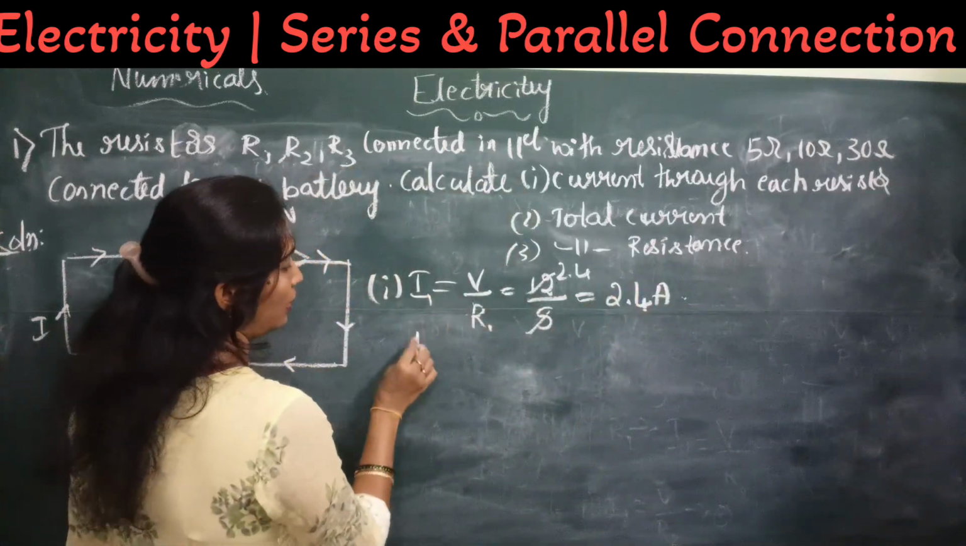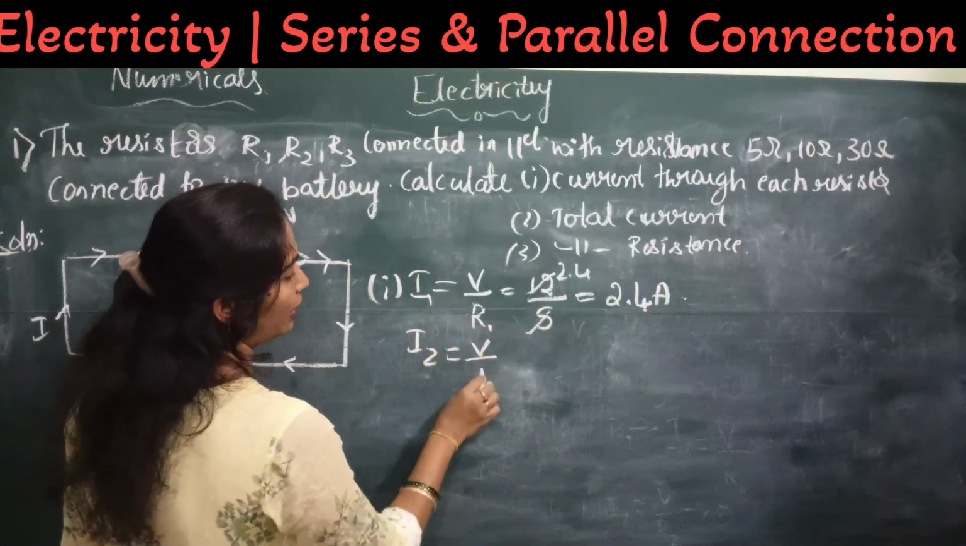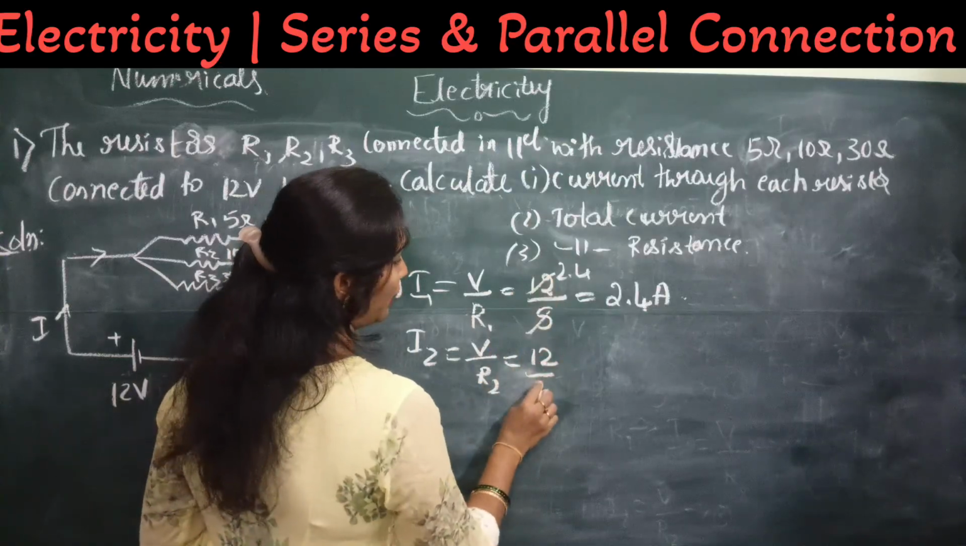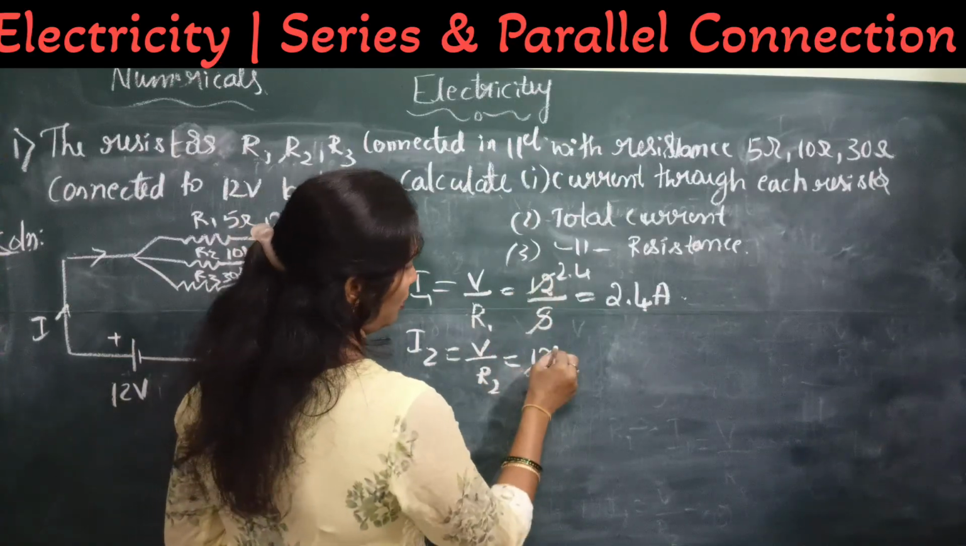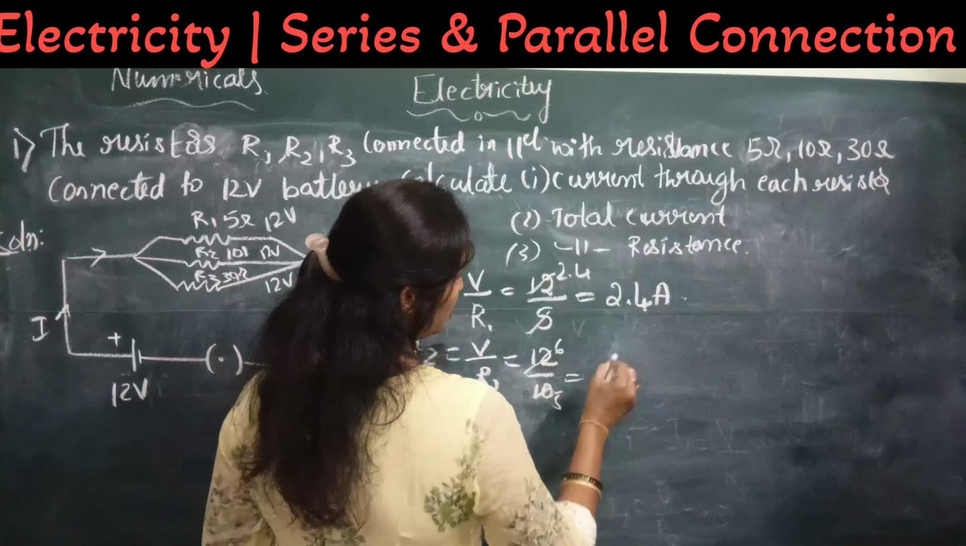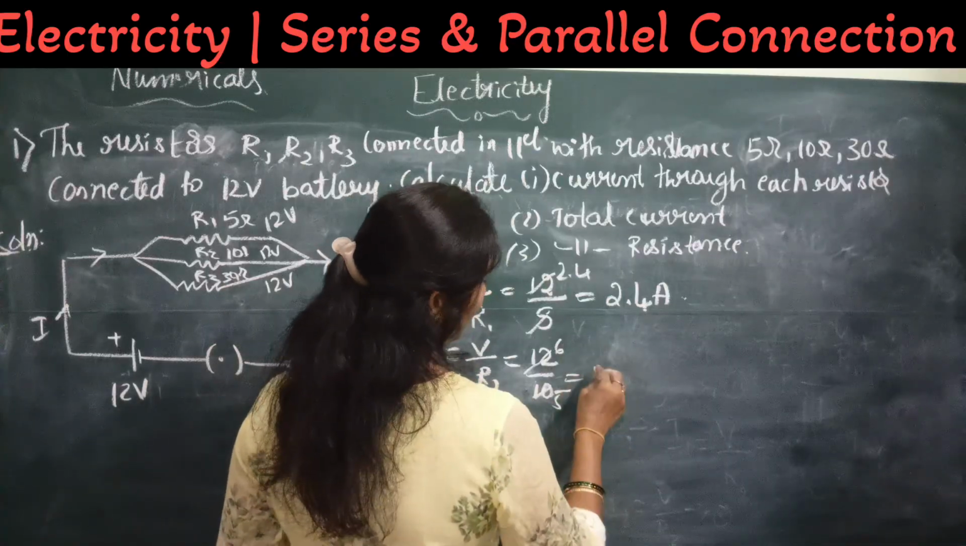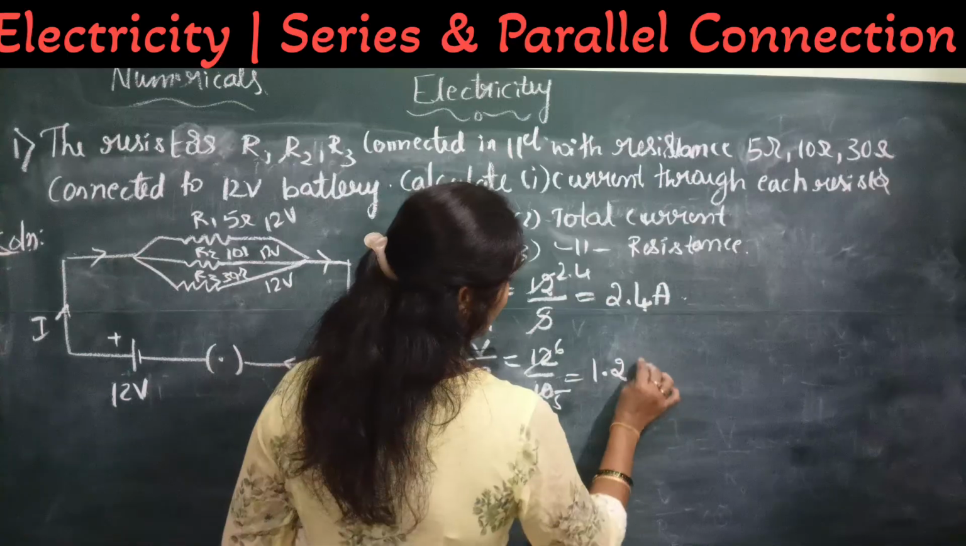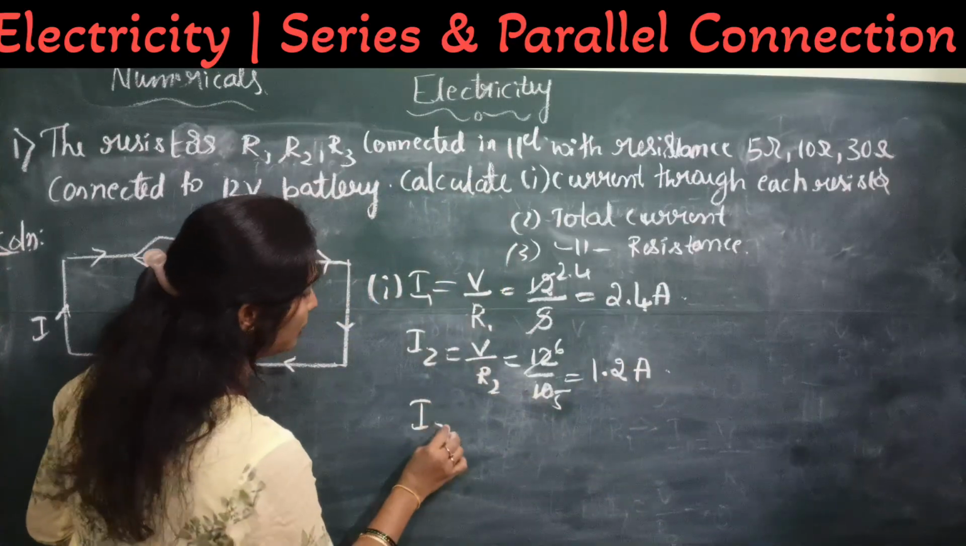Okay, this is I1. And what about I2, guys? V divided by R2. How much are we having for V? 12 divided by 10. How much will we get? It is 1.2 ampere.